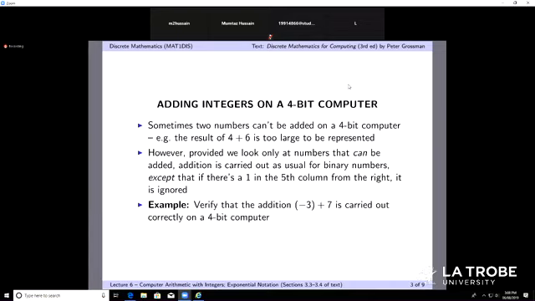Now, if we want to verify that the addition -3 plus 7 is carried out correctly on a 4-bit computer, what is -3? If you look at that, it is 1101 plus 7 is 0111. If I'm adding that, I'm going to get 0, 0, 1, 0, 0, and there is a 1 in the 5th column. I'm going to ignore it. So my answer for that is 0100, which is equal to 4.